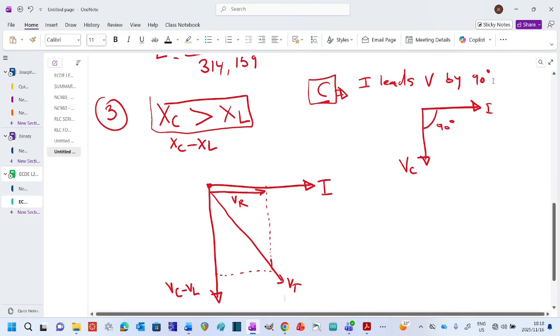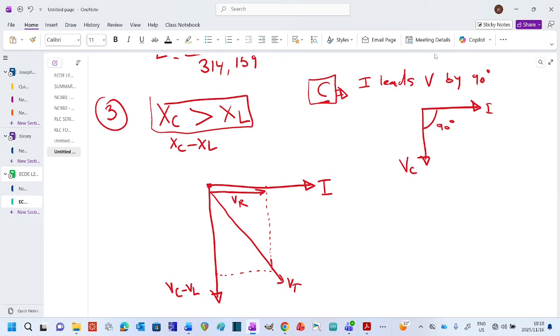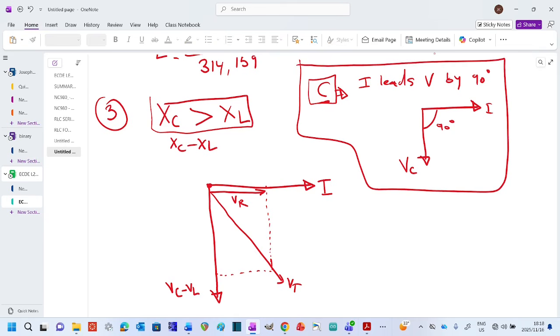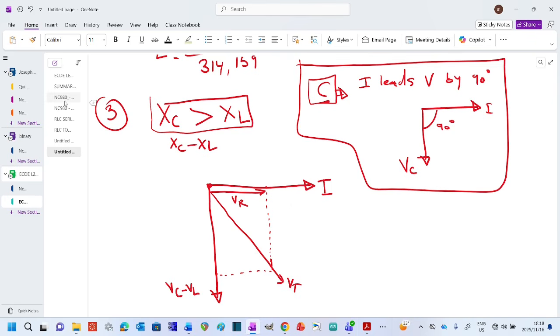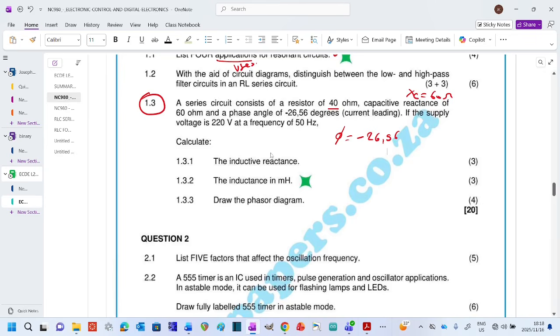So it's much easier if you know your foundation here. If you know this already, you can do your phasor diagram without any fuss. Alright, so that's all for 2023. Is there another question? That was all. 2023, that was the whole question. So let's go to another paper.